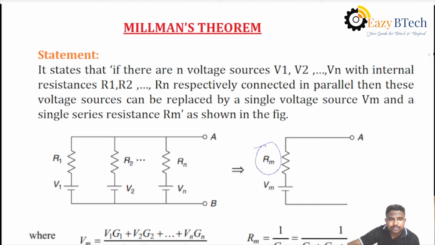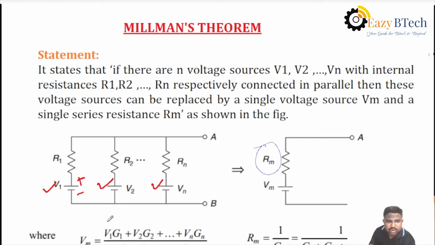In the given circuit, if we have a number of sources, that is V1, V2, and V3, here all voltage sources are connected in series with resistances. That means the positive terminal is connected with the element, for all voltage sources. Then the formula for Millman's voltage Vm is V1 G1 plus V2 G2 plus and so on, divided by G1 plus G2 plus and so on, where G is the conductance.